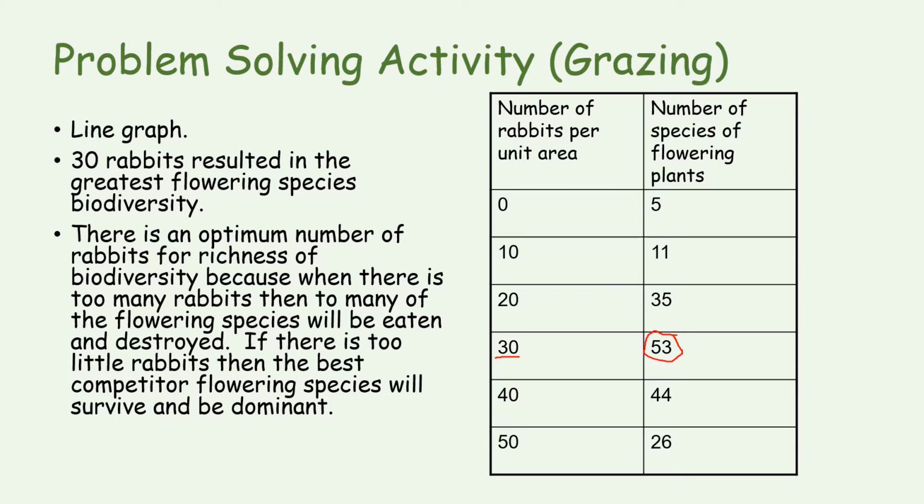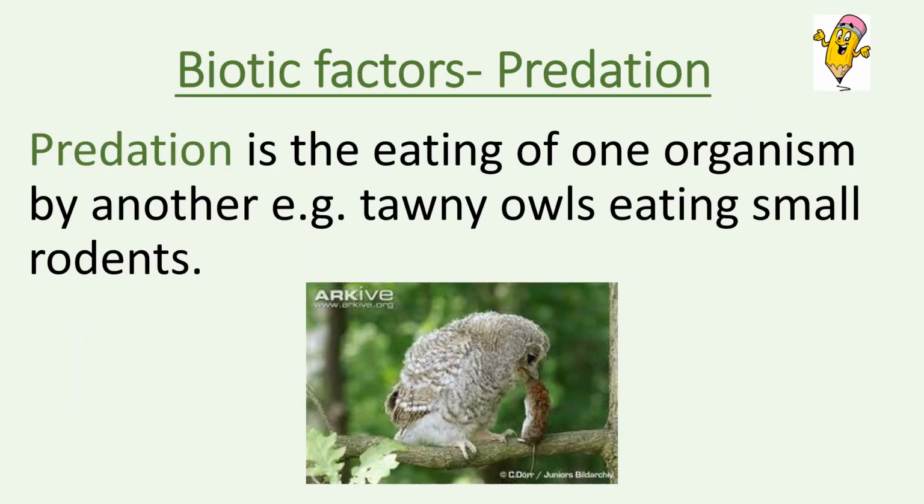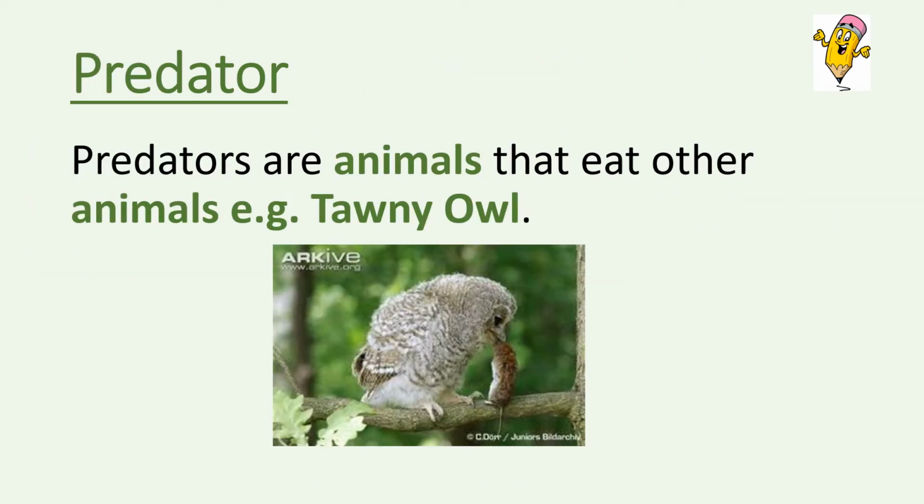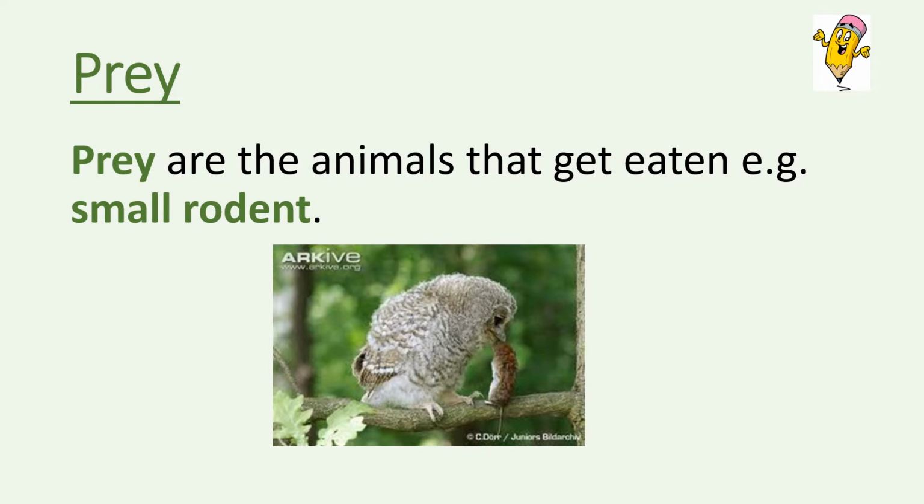So we're going to look at predation. Predation also affects biodiversity, and predation is the eating of one organism by another. So for example, a tawny owl eating a small rodent. In this case, the predator is the animal that is eating the other animal. So the tawny owl would be the predator, and the prey is the animal that's getting eaten. So in this case, it would be the small rodent.